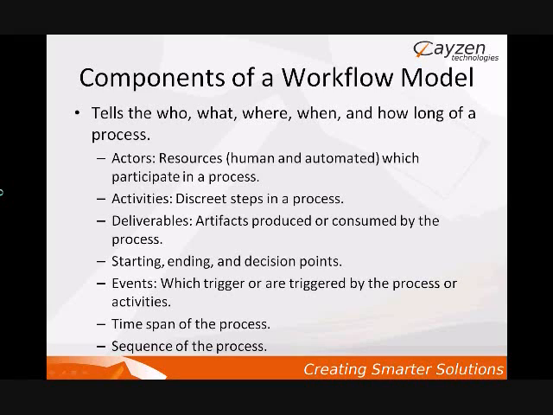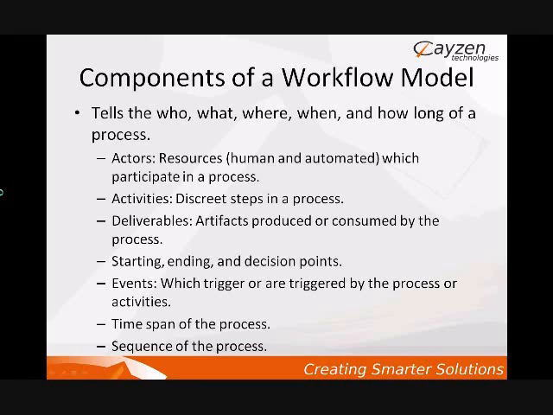A workflow really tells and depicts who, what, where, when, and how long of a process. And each one of those things has an object related to it that helps you describe it. So actors participate in a process, so these are the resources, whether they're human beings or automated processes, which participate in a workflow. The activities, which are the individual steps in the process and the sequencing. Deliverables, which are artifacts produced or consumed by the process, so this could be an invoice or a receipt or something like that. It could also be a transaction record in a system.